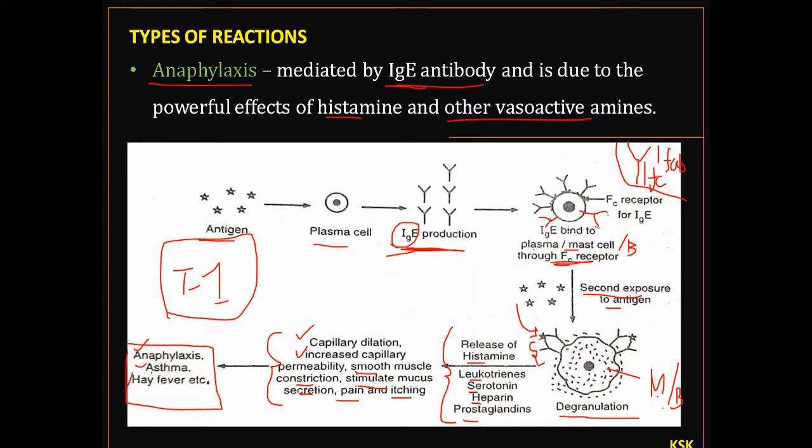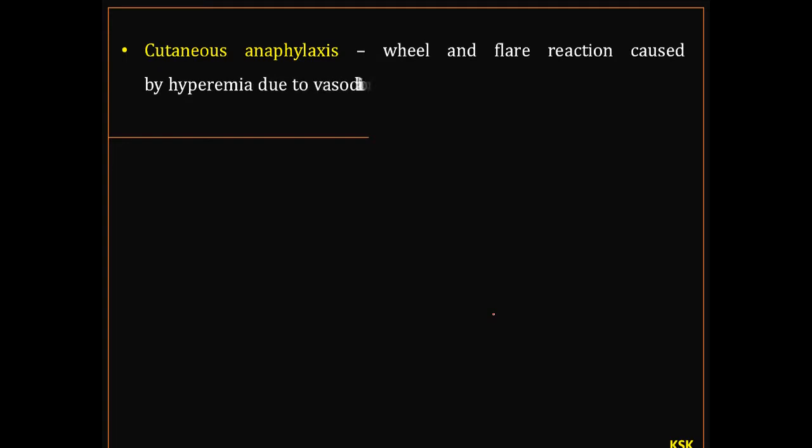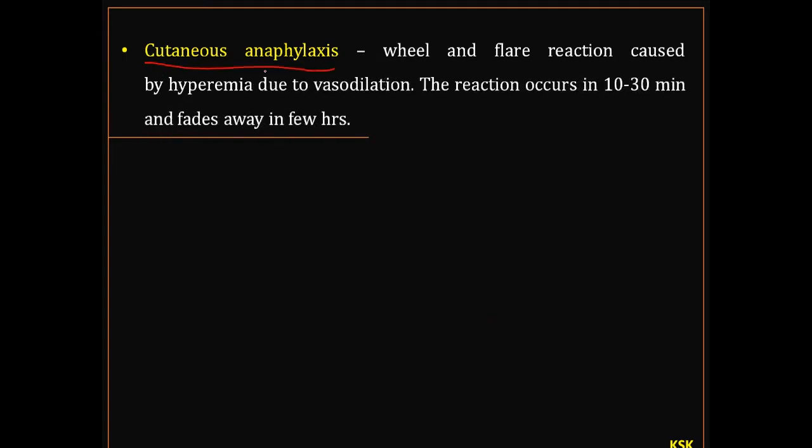We can say why or how asthma occurs in a person, and how asthma patients feel the allergy when they are exposed to allergens or some antigens. Other than anaphylaxis, under the type 1 hypersensitivity reaction we have some other types of reactions. We will go with the second one, known as cutaneous anaphylaxis.